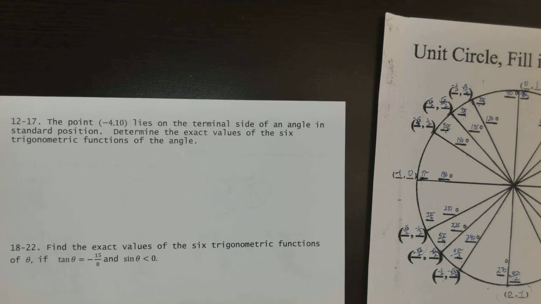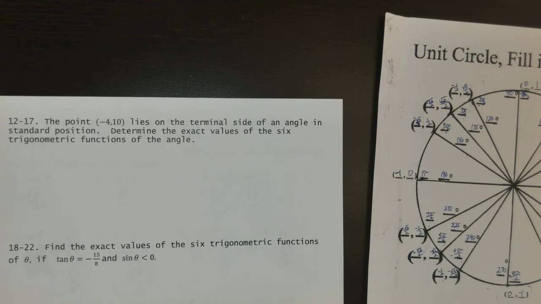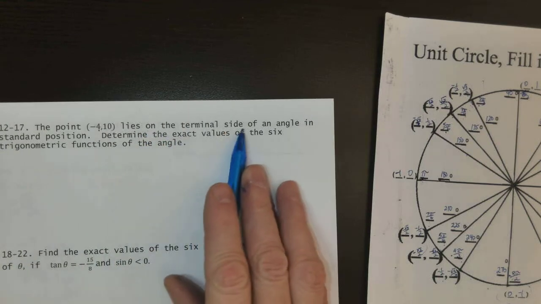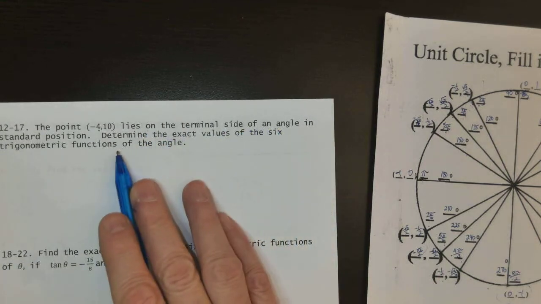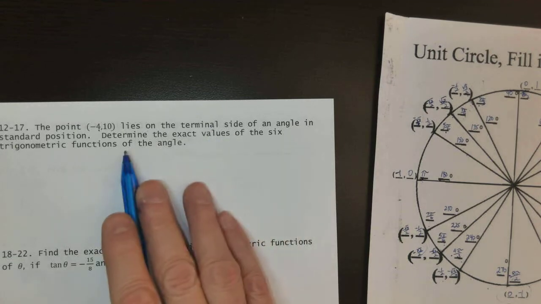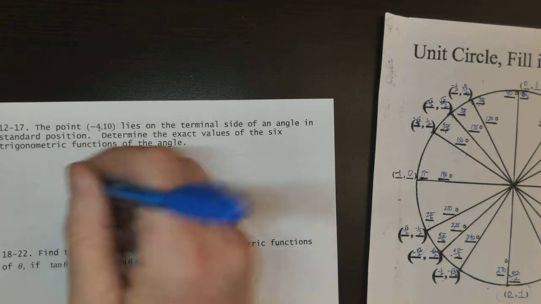All right, let's pick up with where we left off. This is 12 through 17. The point (-4, 10) lies on the terminal side of an angle in standard position. Determine the exact values of the 6 trigonometric functions of the angle.